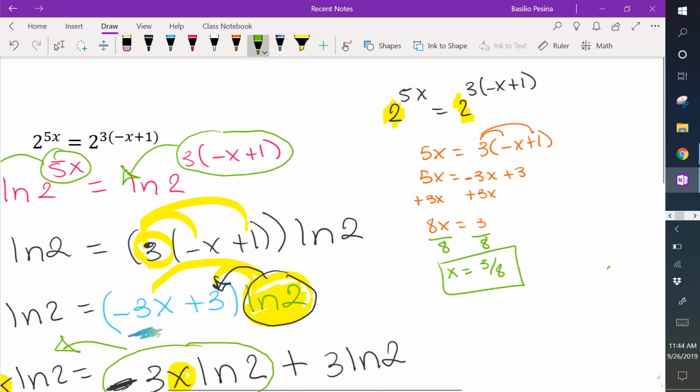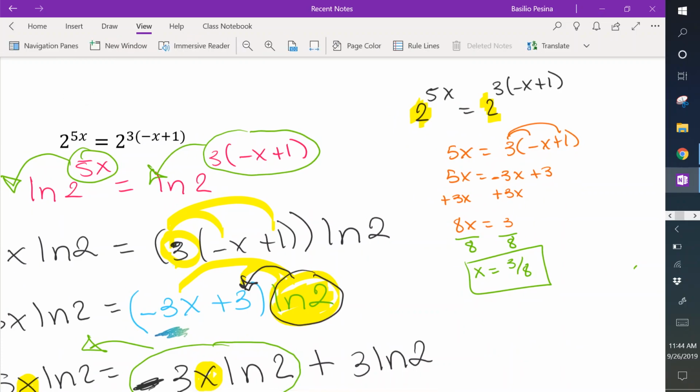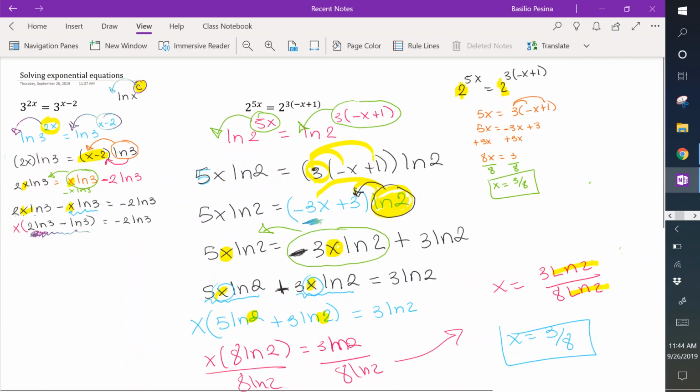Let me see if I can zoom out a little bit. And we can notice that they were indeed the same answer, and we did two different forms.